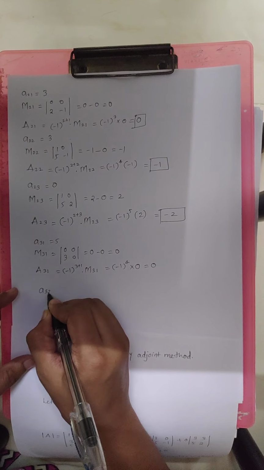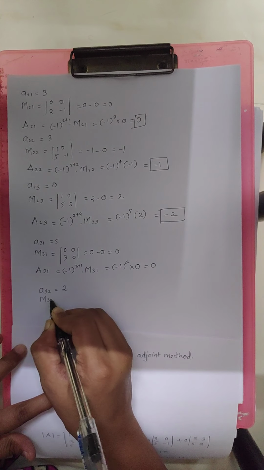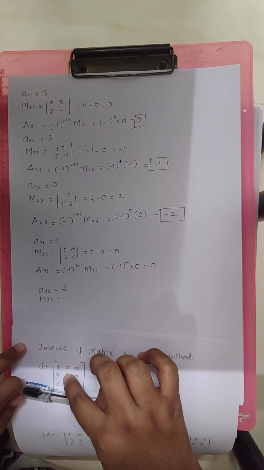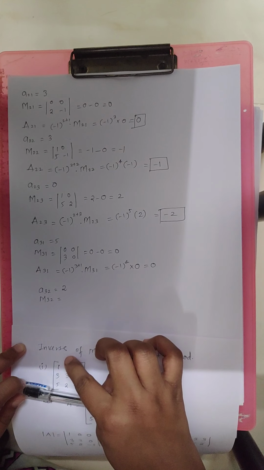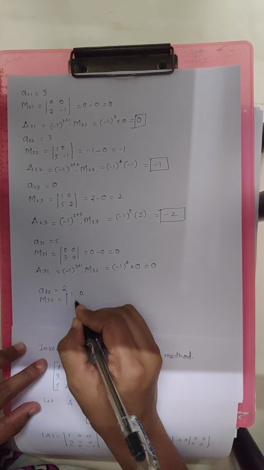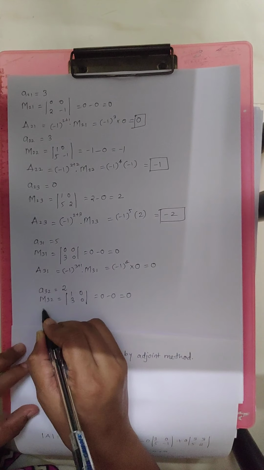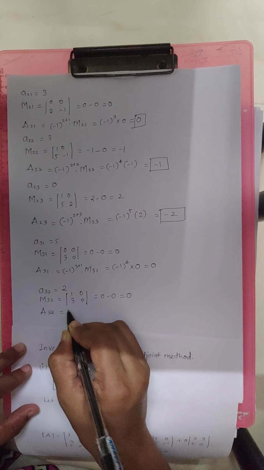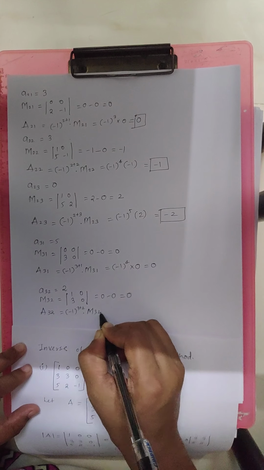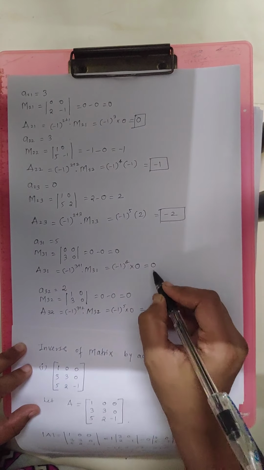Next is A32. The element is 2. What will be M32? The determinant obtained by deleting the third row and second column. Third row, second column: [1 0; 3 0]. So it will be 0 minus 0, that is 0. The cofactor A32 will be (-1) raised to 3 plus 2 times M32. That means (-1) raised to 5 times 0, that is 0.